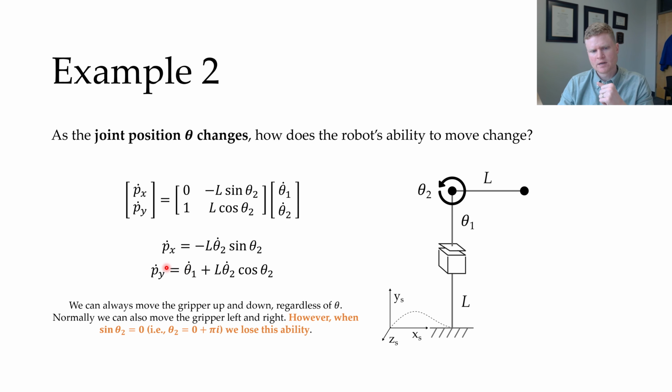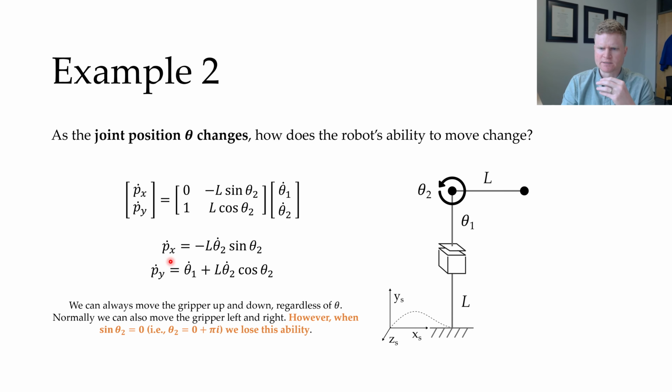Good. It's a little bit more interesting though if I look at px dot. Now this is the linear velocity in the x-axis. I see that that is equal to negative L theta 2 dot times sine of theta 2. And I recognize that sine of theta 2 can become 0. It can become 0 either when theta 2 is equal to 0 or when theta 2 is some multiple of pi, for example, pi or 2 pi, etc. So at these configurations, my px dot is going to be 0. I cannot have any sort of linear velocity in the x-axis.